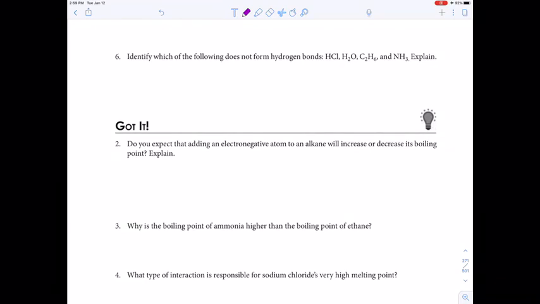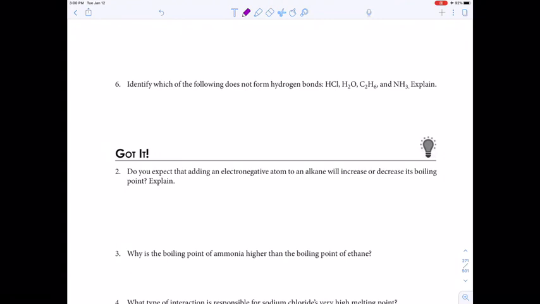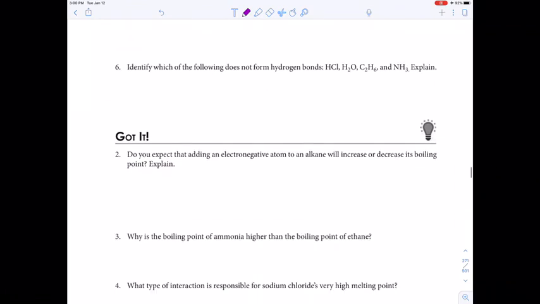Which of the following does not form hydrogen bonds? Okay, again, I want you to hit pause and come back and check your answer. Oh, I skipped one. Well, we'll come back to that. Okay, the ones that do not form hydrogen bonds are, this one does not. We have no hydrogen on an oxygen, a nitrogen, or a fluorine.